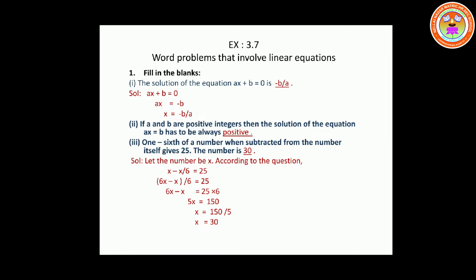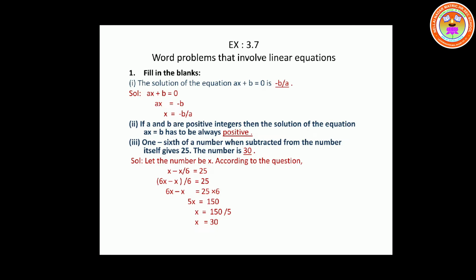I need to find what x is. So now what do I have to do? I have to take the LCM. x minus x by 6 is there. So taking LCM, the numerator is 6x minus x, by 6, equal to 25. What is 6x minus x? It is 5x. And what happens to the denominator? I transpose the denominator to the other side, so it becomes 25 into 6. So 5x is equal to 25 into 6, which is 150. Therefore, x is equal to 150 divided by 5.